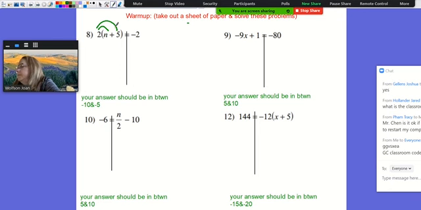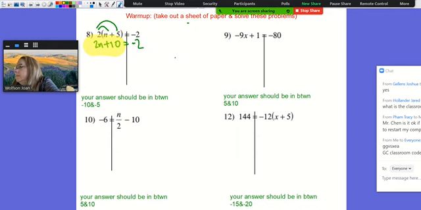So distribute, I get 2n plus 10 equals negative 2. All right? And this is how I like to think about it. If I focus on the yellow highlight, the way I read it is n times 2, or you can say 2 times n. I like to always start with the variable.